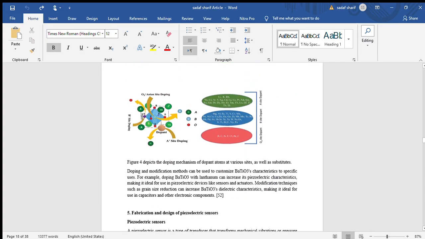Just look at the diagram here. We have three colors. One is green, that is for the first doping site. The other is blue, that is for the other doping site. And the last doping site is represented here in the pink color and is shown by the term O. So here we have different doping sites where we can add the dopants to enhance its piezoelectric properties.